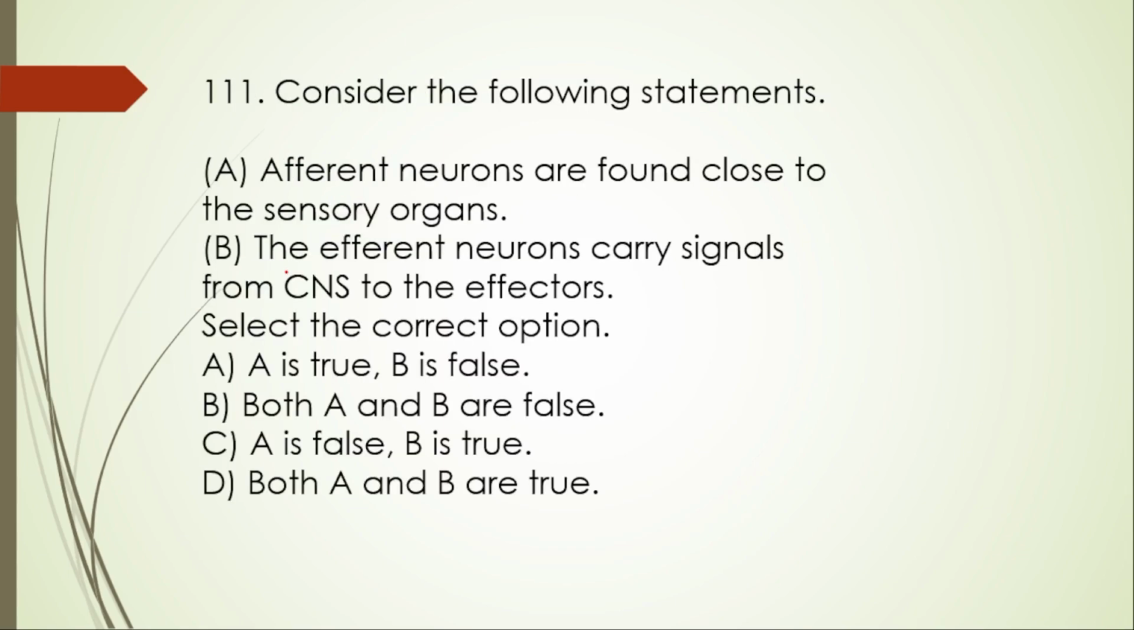Next question, question number 111. Consider the following statements. Statement 1. Afferent neurons are found close to the sensory organs. Statement 2. Afferent neurons carry signals from CNS to the effector. Select the correct option here. So both the options are true. So we will go with the D option, that is A and B are true.